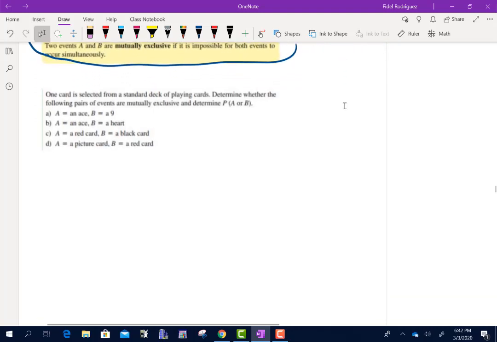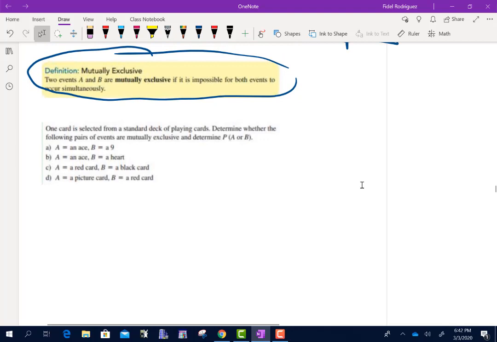Let's take a look here at the next one. The directions are asking me here. It says one card is selected from a standard deck of playing cards. Determine if the following pairs of events are mutually exclusive and determine the probability of A or B. So we're going to find two things. Number one, are they mutually exclusive? And then number two, we're going to find their probability.